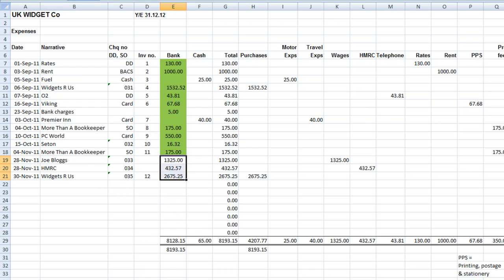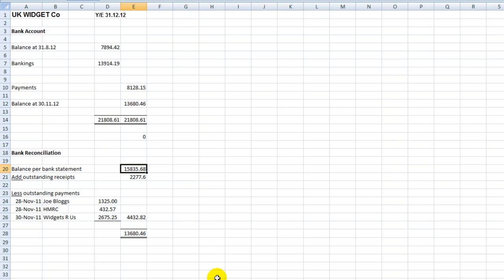Using the figures in the bank columns on both sheets, I populate my bank account summary. I also assume an opening balance at 31st of August 2012 of £7,894.42, and I put that into the summary. I am carrying out my bank reconciliation at 30th of November 2012, and therefore the balance per the bank statement figure is the balance in the bank as shown on the bank statement at that date.